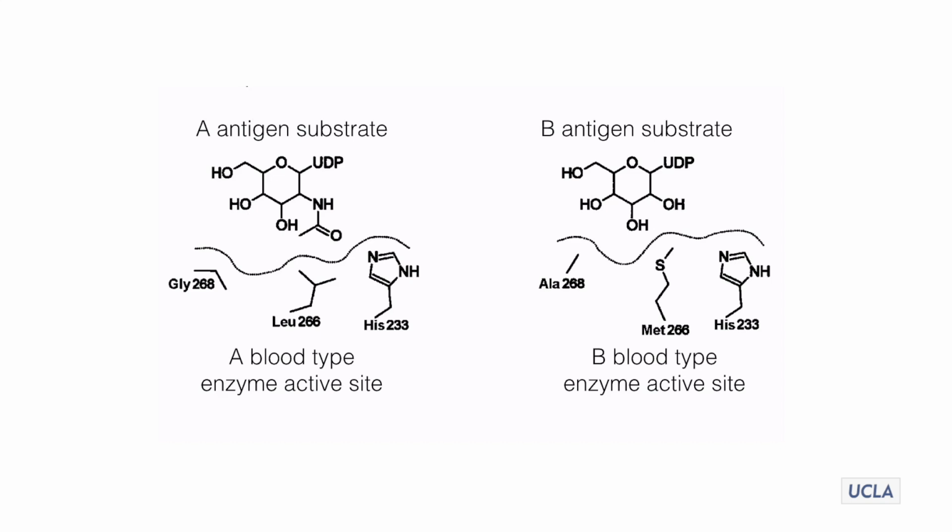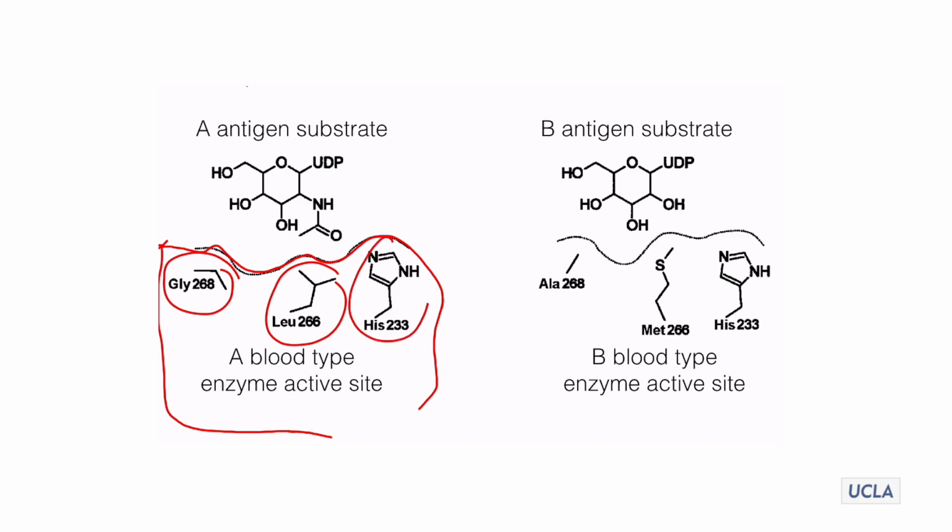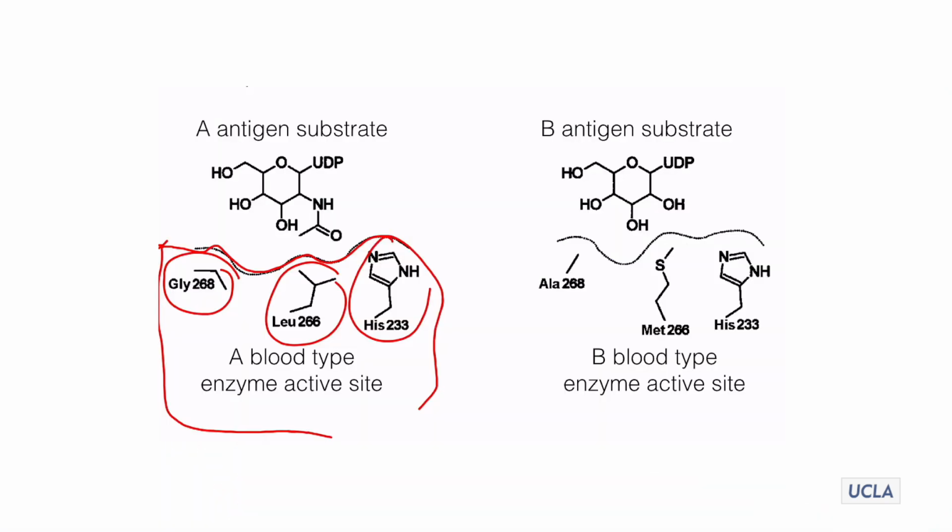This is a figure from that paper, and it's showing you the active site of your enzyme. So this is for your A enzyme. And it has these 3 amino acids at the active site. And these 3 amino acids are important for determining the specificity of your enzyme for a specific substrate. For example, you have this leucine here, and leucine's a pretty small amino acid. And this is distinct from your B blood type enzyme active site, because at that same position, it has a methionine, which is a pretty big amino acid.